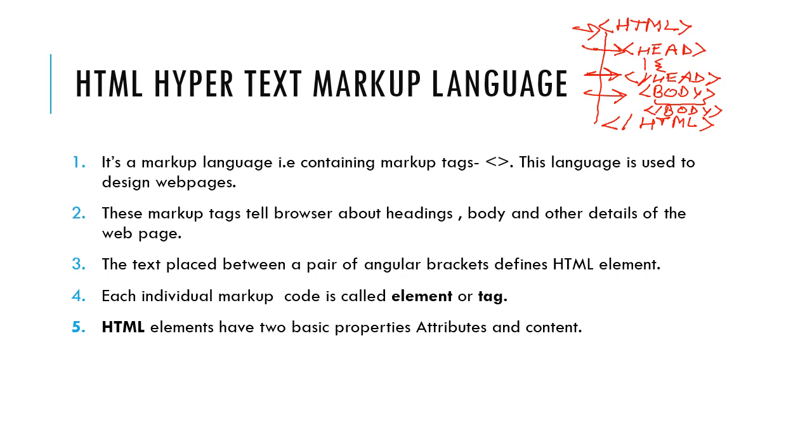Each individual markup code is called an element. So this markup code over here is known as the element, representing that heading part. HTML elements have two basic properties. Those are known as attributes and contents.